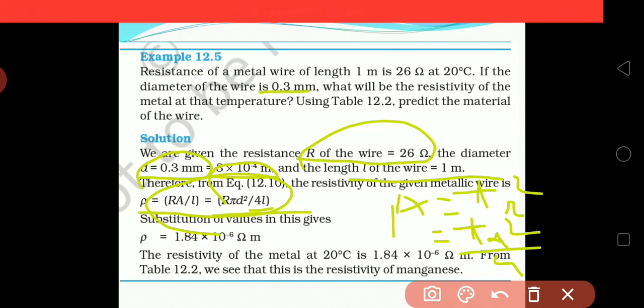From this, substituting the given value r, which is 26, and pi, which may be 22 by 7 or 3.14, whatever, it will be right. D is given as 3 into 10 raised to minus 14. Same way L is given as 1. On substituting all the values we will get our answer, which is 1.84 into 10 raised to minus 6 ohm meter. So the resistivity of the metal will be 1.84 into 10 raised to minus 6 ohm meter.